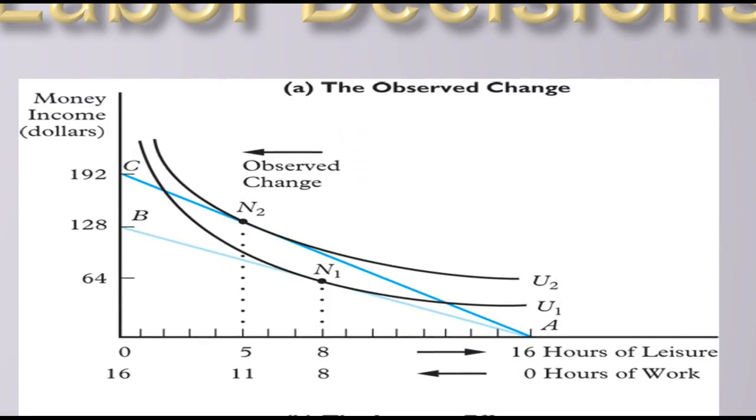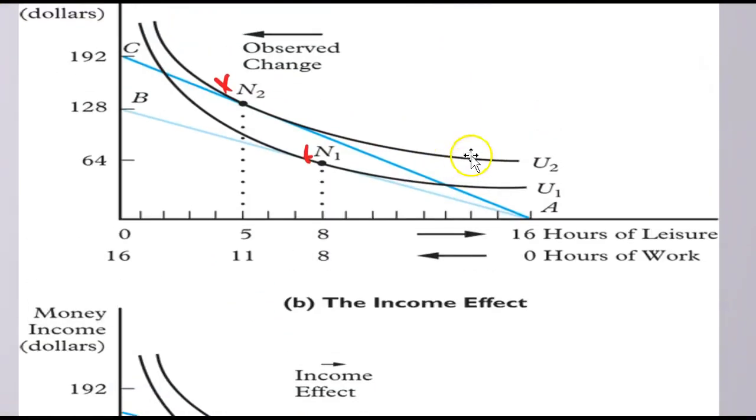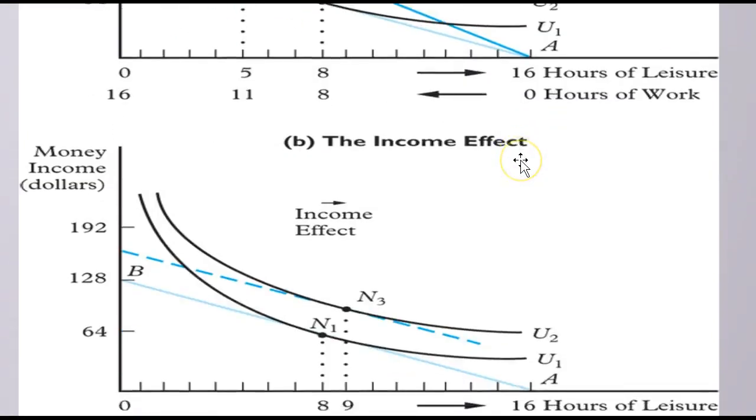So let's first look at the observed change. When you go from making $8 an hour to $12 an hour, you're going to move from point N1 to N2. Now let's look at the income effect from that. So we have our utility 1 and our utility 2. We go from utility 1 to utility 2.